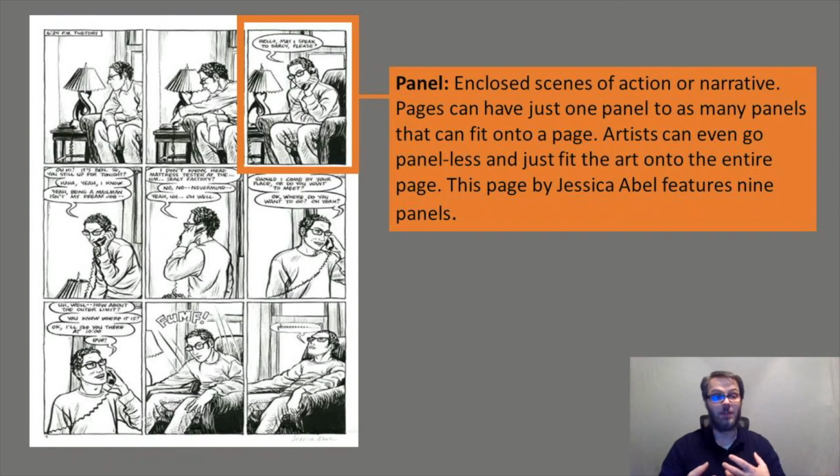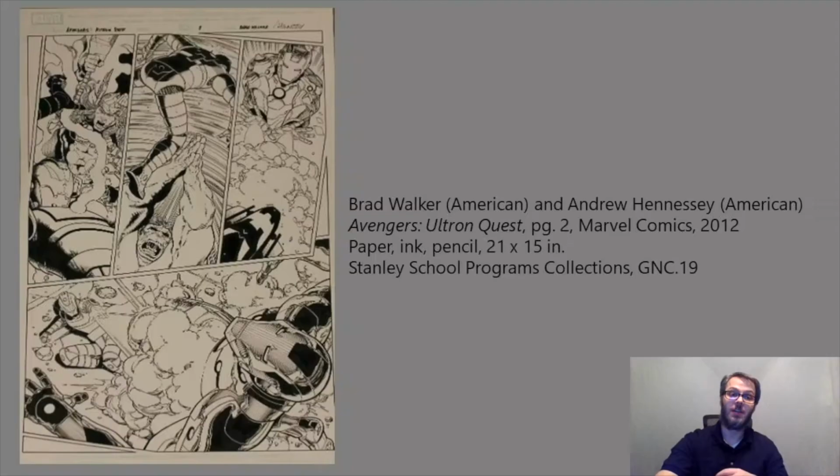Sometimes they're doing this with a purpose, like this next page by Brad Walker and Andrew Hennessy. They wanted to show this sped up pace of battle, and by slanting these panels, it adds to the frenetic pace of the battle. In this page from the Avengers, you have the Avengers battling Ultron, but by slanting these panels just slightly, it speeds up the pace at which you read it and how you consume this content. That's just one of the techniques that artists use to choose the way that they add their panels to the page.